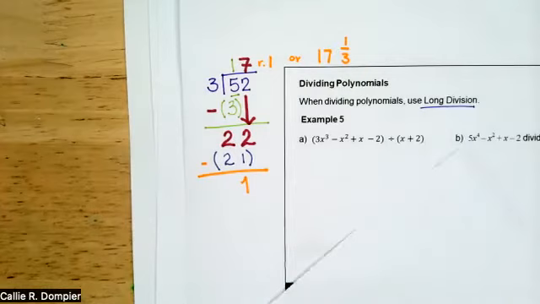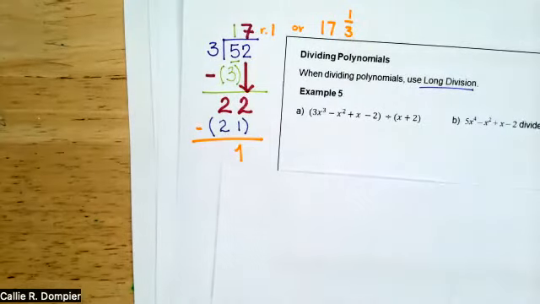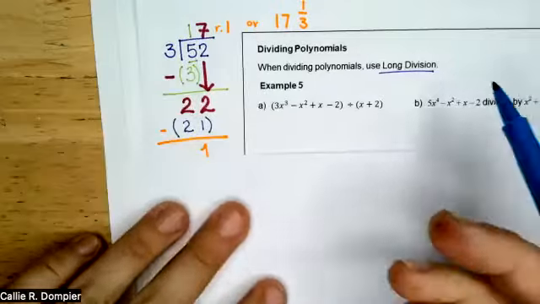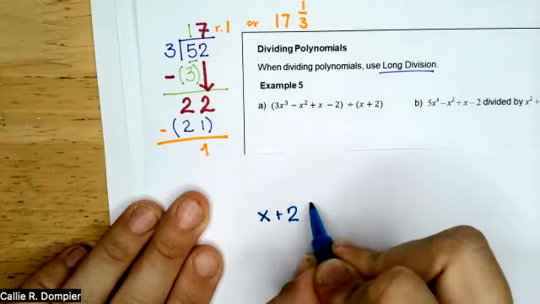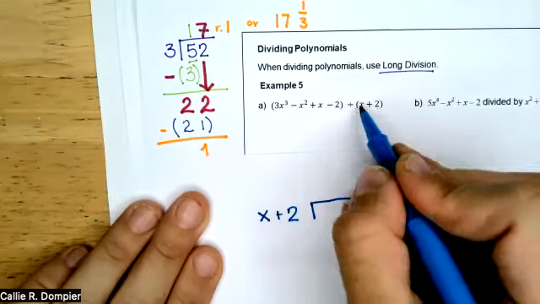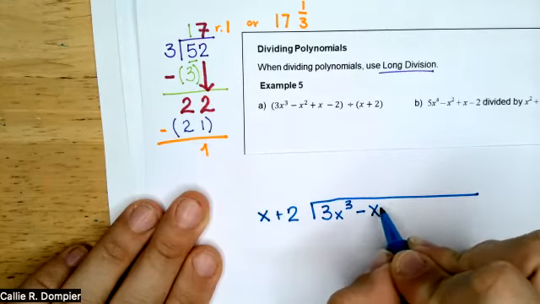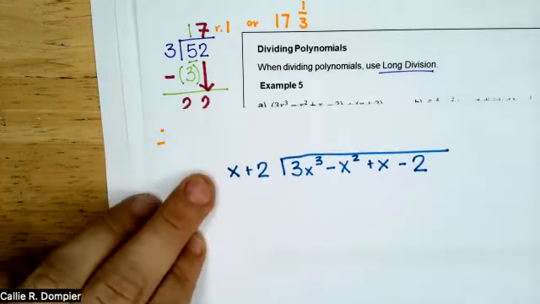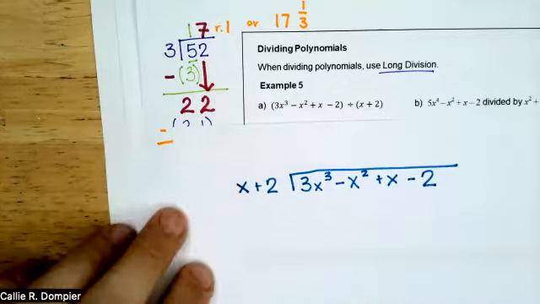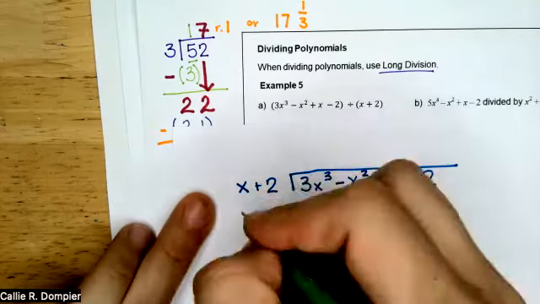It's difficult, and now we're going to do it with polynomials. First thing I'm going to do, I made sure it was in standard form. Now I'm going to put this guy outside the house, x plus 2. And inside the house, I'm going to put this polynomial, 3x cubed minus x squared plus x minus 2. And I'm going to do the same thing I did with the 52 and the 3. So I'm going to look at that first term, 3x cubed, and I'm only going to look at the x.